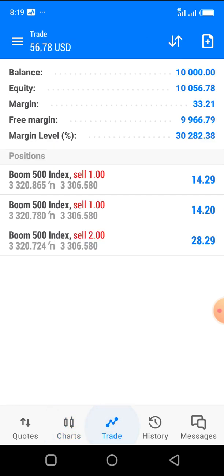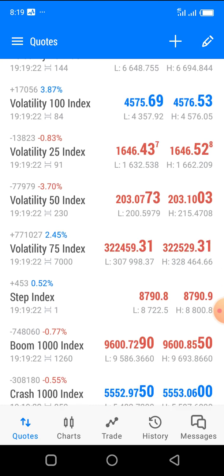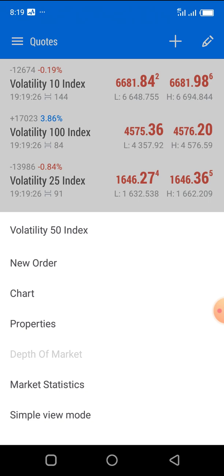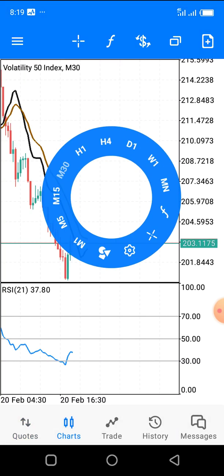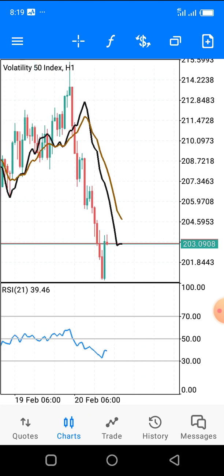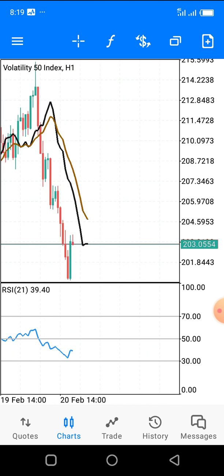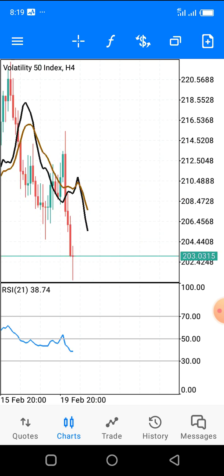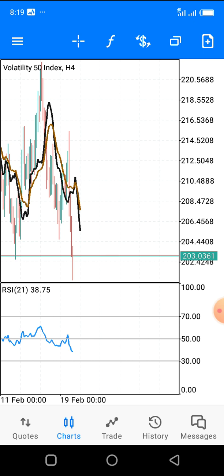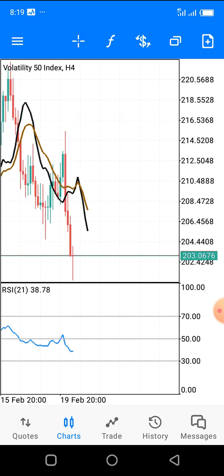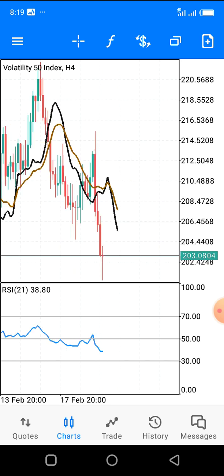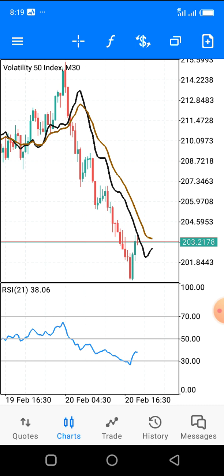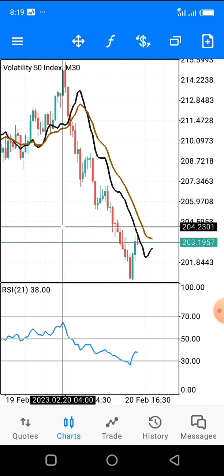So now I have a particular signal that I want to give you guys on the Volatility 50 index. As you can see, this particular asset, this index, has been falling for a while now. Look at it right now.